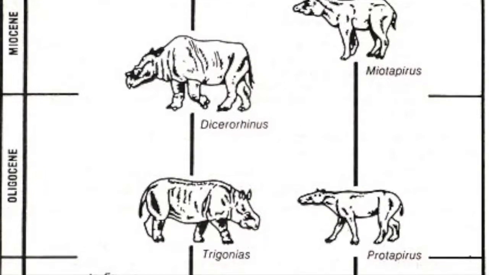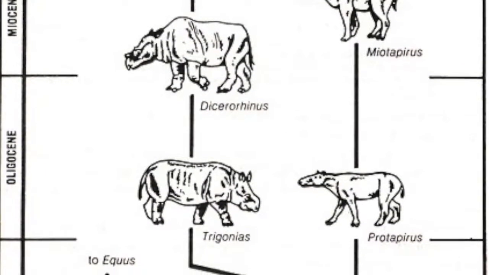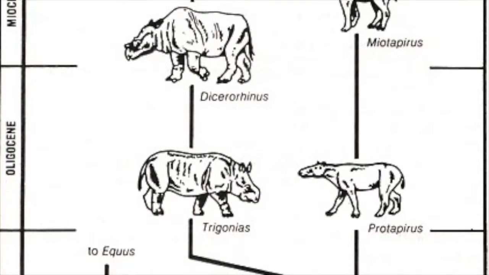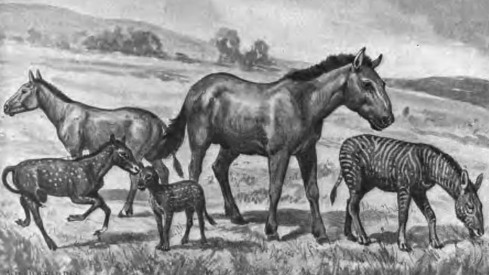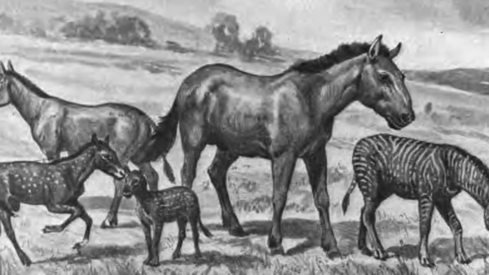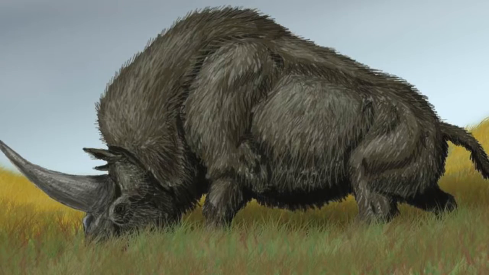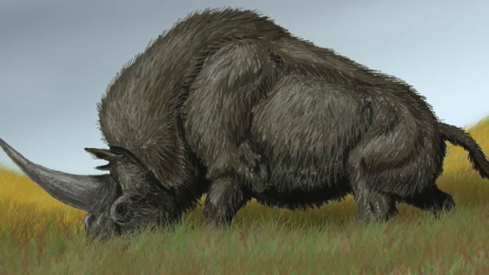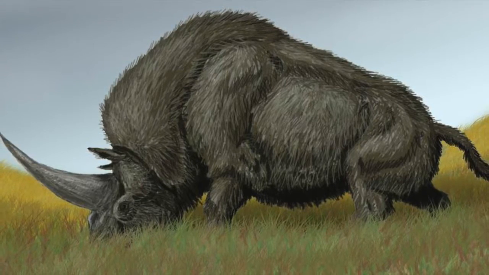Perissodactyls split off into 2 distinct groups early in the Eocene. The first group was called equoids and included various types of horses. The second group, known as the Ceratomorpha, contains species of tapir and rhino. The early rhino ancestors evolved into 3 distinct families during the Eocene.